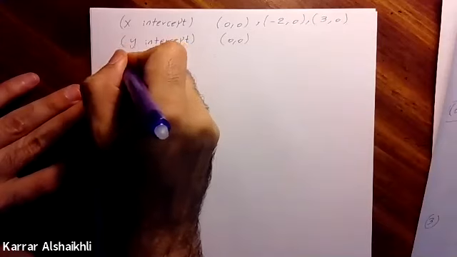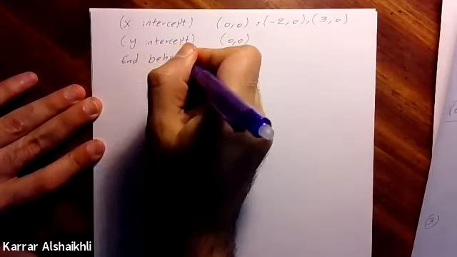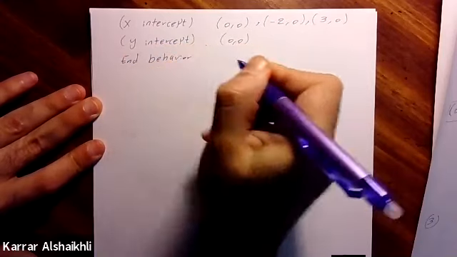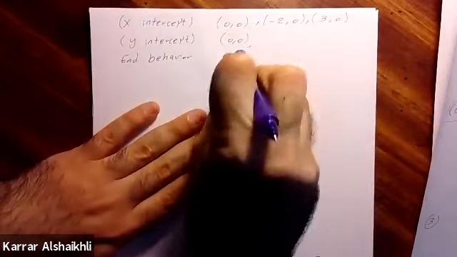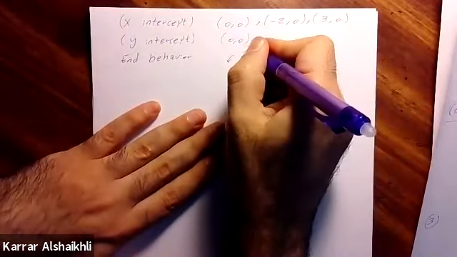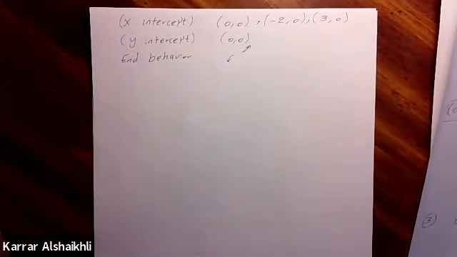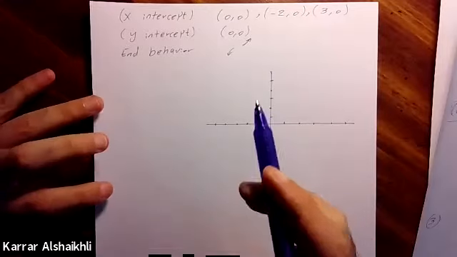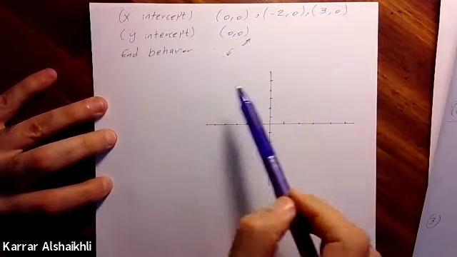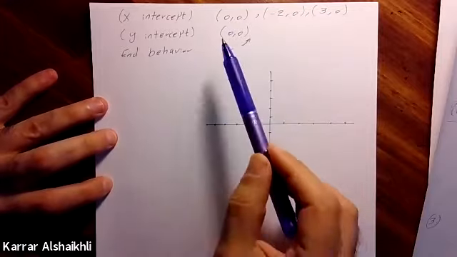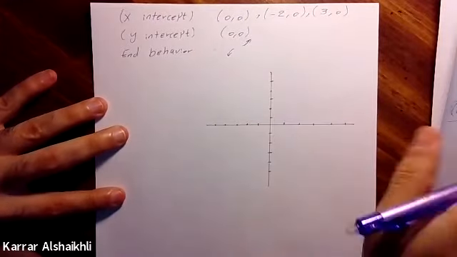Then my end behavior is this side up and this side down. So you see, this is the information I need. So now I'm going to graph it. Let's start: I have the x-intercepts, the y-intercept, and my end behavior. That's the only information I can get for the graph. How are we going to graph it? Let's graph the points. These are the x-intercepts.